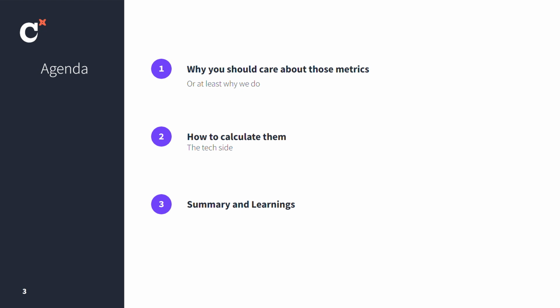The way we're going to talk about this today is a two-parter. The first part is we're going to define and look at the metrics that we are using. The second part is more on the tech side: how we are calculating them, and some pointers for you as well if you want to get going with that.